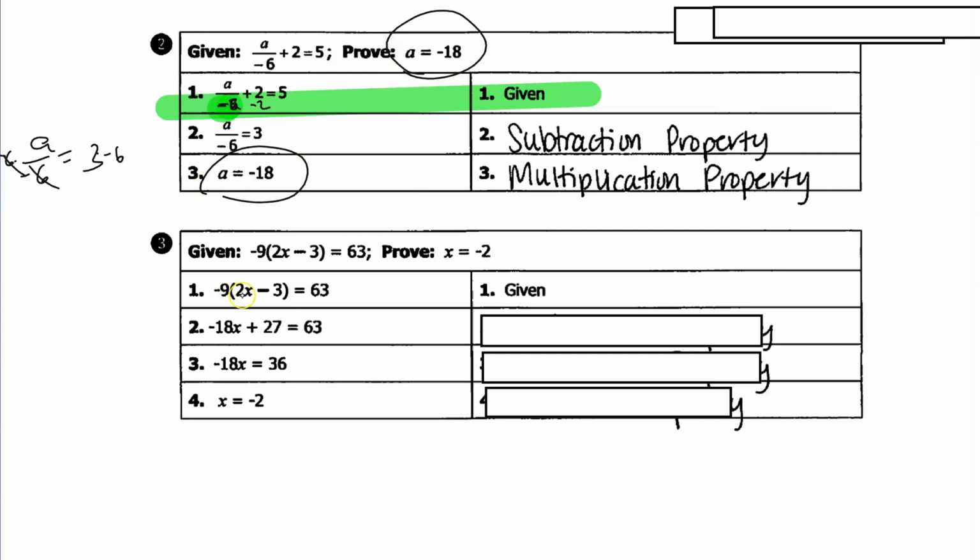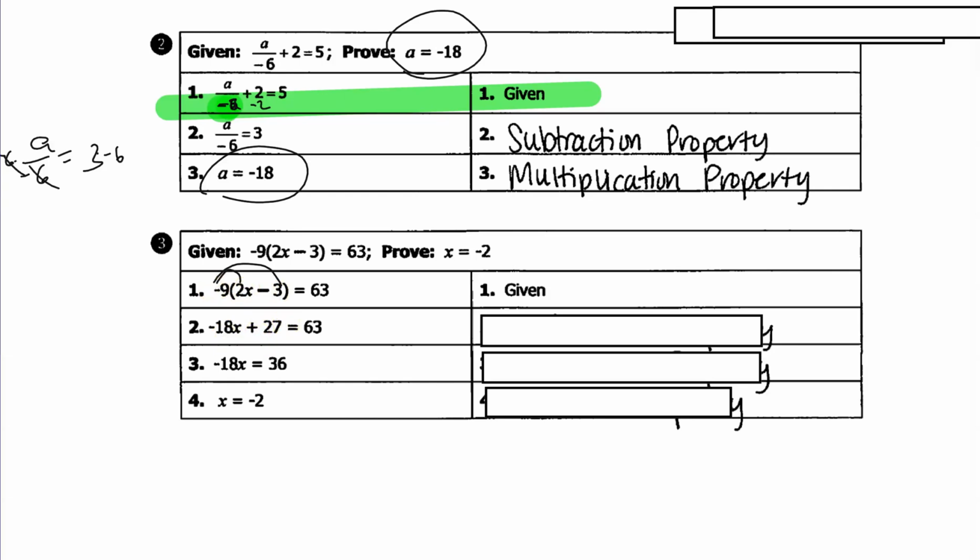We have negative 9 times 2x minus 3 equals 63. That's our given. So our first statement is our given. We need to get it where x equals negative 2. So what is this called when we do this? What do you do when you have parentheses? It's called distributing, right? Negative 9 times 2x is negative 18x. Negative 3 times negative 9 is positive 27.